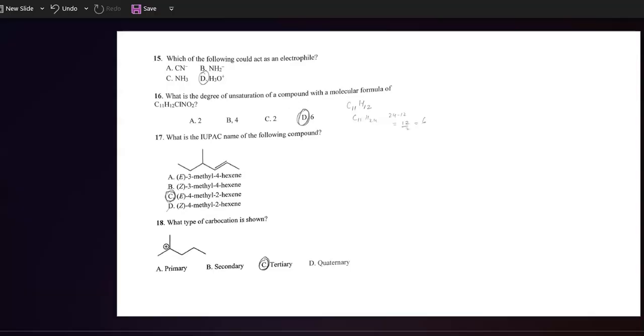Which of the following could act as an electrophile? Remember, electrophiles are positively charged species. So here H3O+ is what would behave as an electrophile.